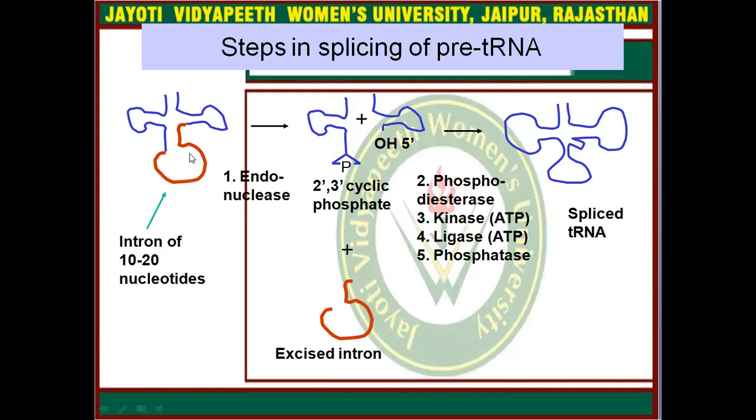These are the intron regions of 10 to 20 nucleotides. First the endonuclease will attack and create a 2',3' cyclic phosphate, and this is the excised region which has been removed. Then phosphodiesterase, kinase with ATP hydrolysis, ligase with ATP hydrolysis, and phosphatase will act, and then this will create the completely spliced tRNA.